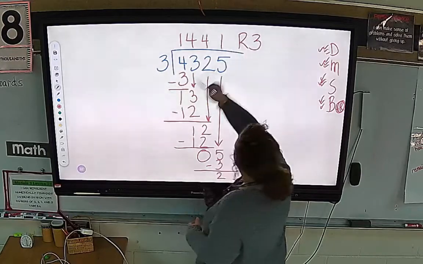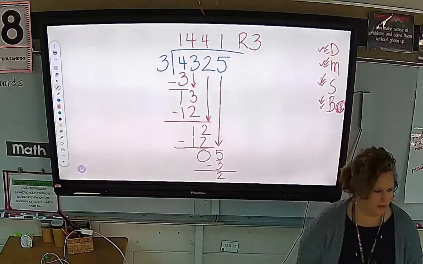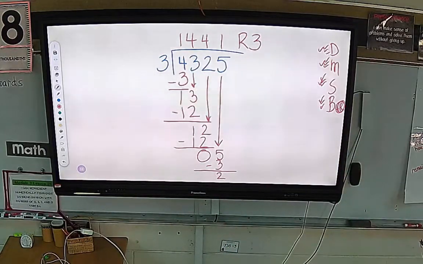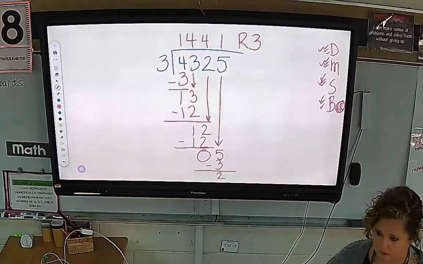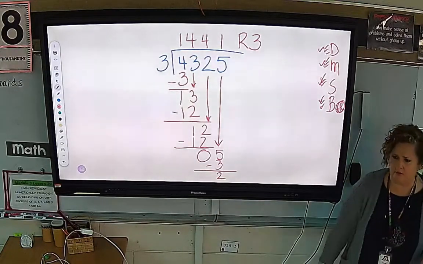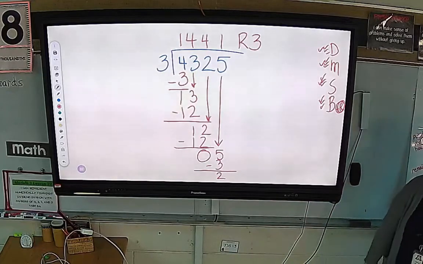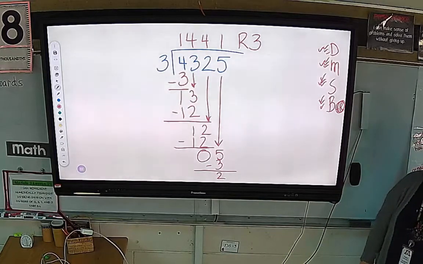Okay. Now I think somebody said this a few minutes ago. Our answer, our quotient might get a little larger. It does look a little larger already than what we're used to. I thought it was a remainder of 2. You know it is.